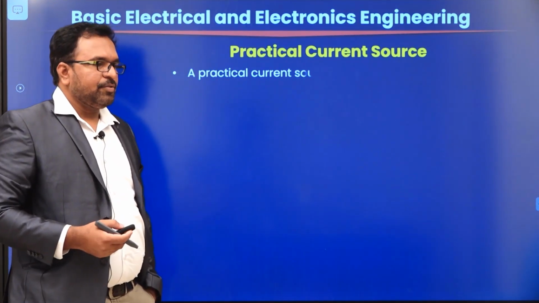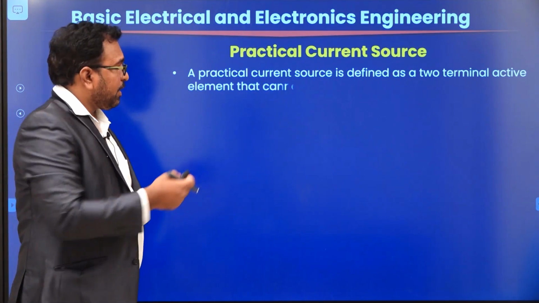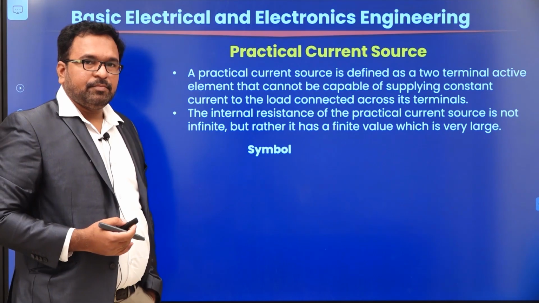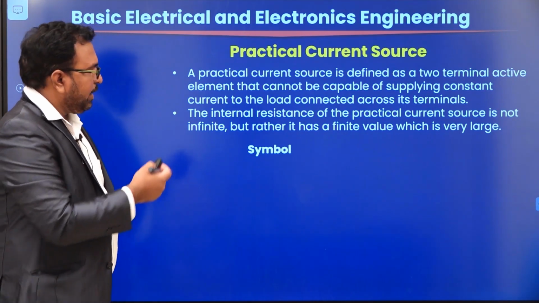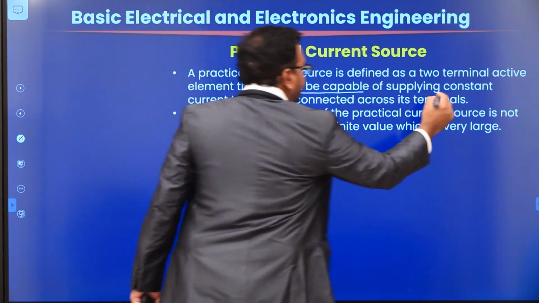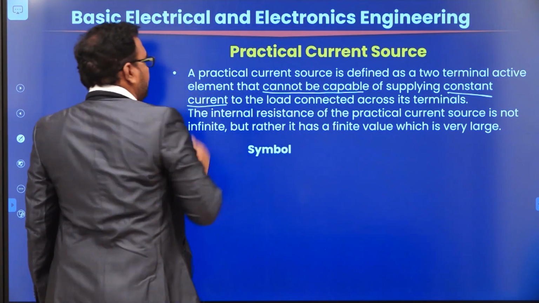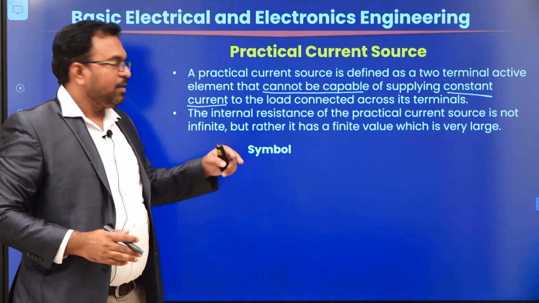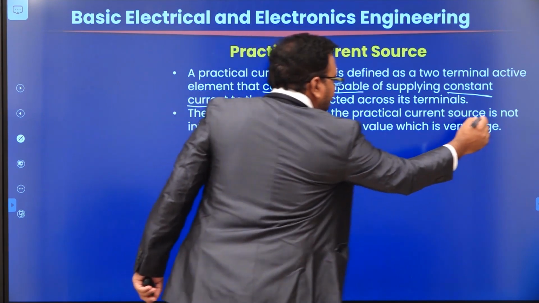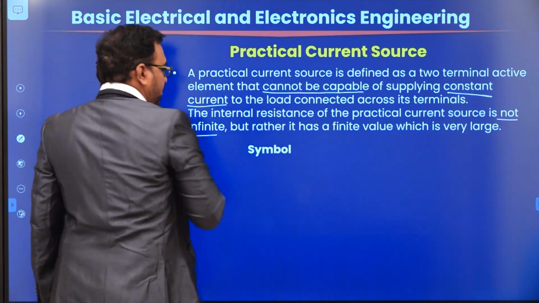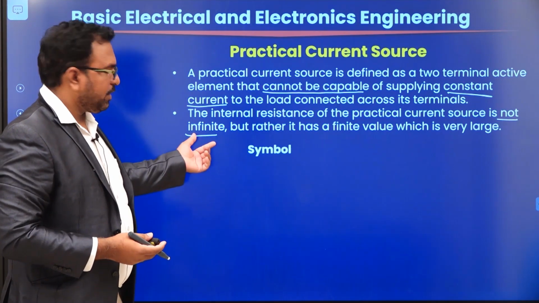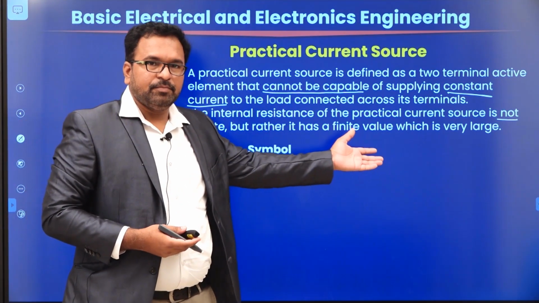Similar to the practical voltage source, this practical current source is also not capable of delivering constant current to the load connected to its terminals. Because of the internal resistance, it cannot supply constant current. So the practical current source cannot supply constant current. Why? Because here the infinite resistance is not going to appear across the internal resistance of the current source. It is not infinite. It has some finite value.